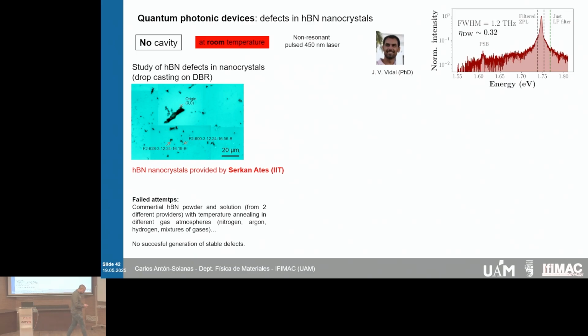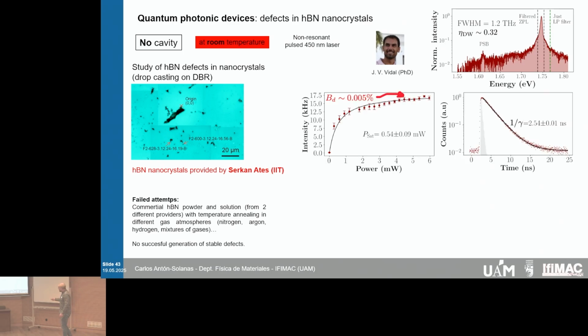So in these experiments, we are using nanocrystals of hBN that have random defects inside that we have not generated by any means. This is commercial powder that was provided and that contains these defects. We have first characterized the brightness, which you can see is pretty bad, the detection brightness, if you compare it with the state of the art. We have the typical saturation curve that arises from the non-resonant pumping of a defect.